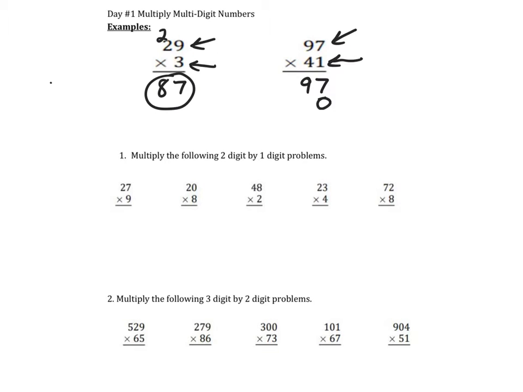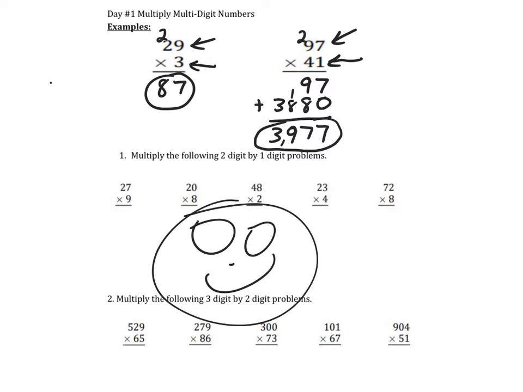So 4 times 7 is 28. Carry the 2. 9 times 4 is 36. Plus 2 is 38. Add. 7 plus 0 is 7. 9 plus 8 is 17. Carry the 1. 8 plus 1 is 9. Bring the 3 down. So 3,977 is the product. All right, so I'm going to assume that you can do these multiplications, and we're going to get into the division.